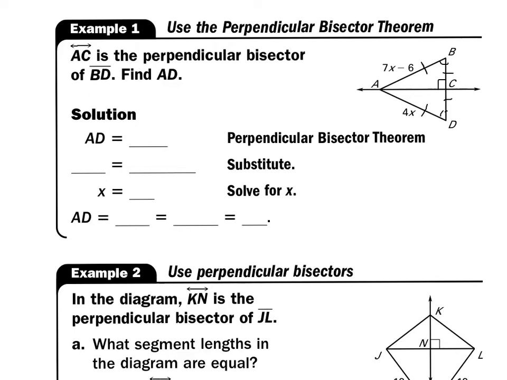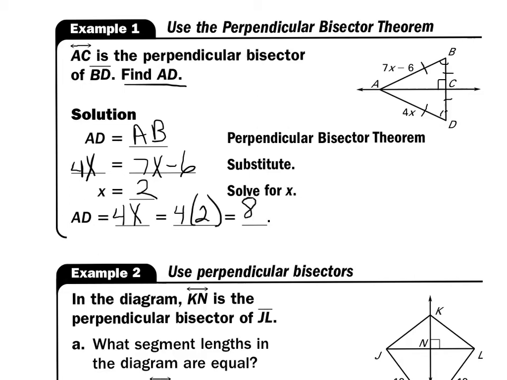So AD equals AB. Now, we need to substitute in what we know for AD, which is 4x, what we know about AB, 7x minus 6. So, by the joys of algebra, x equals 2. Now, remember what they ask you. They ask you to find the length of A to D. So we have to put the x back in AD. So AD was 4x. So that will be 4 times 2, and that would be 8.